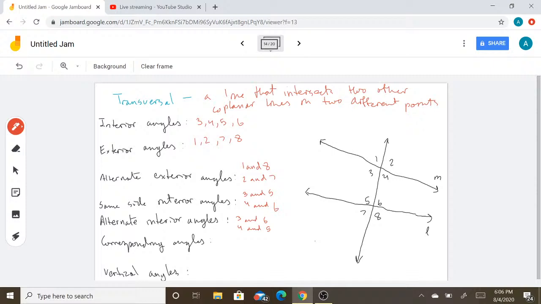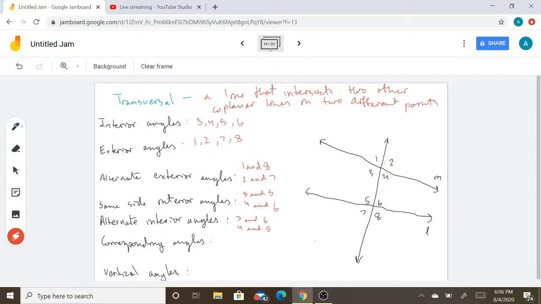Corresponding angles are one exterior and one interior angle that are on the same side of the transversal and do not have a common vertex. So, same side of the transversal, both angles will be either on the left or the right. One exterior and one interior that do not have a common vertex. So 2 and 4, 2 is exterior and 4 is interior, but they share a common vertex, so this is not a pair of corresponding angles.